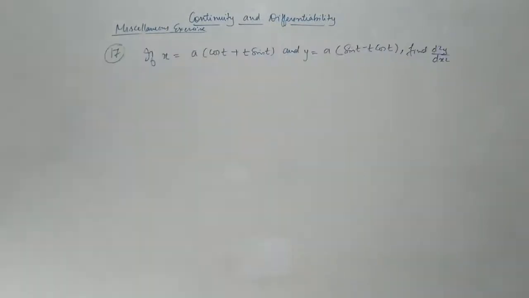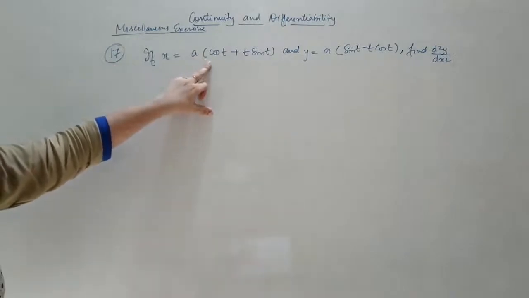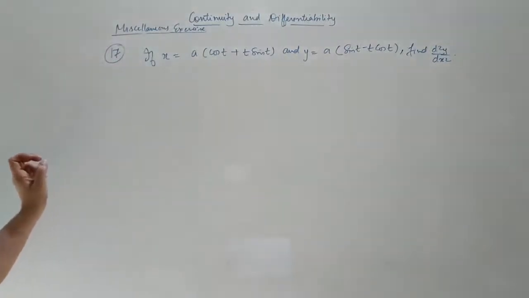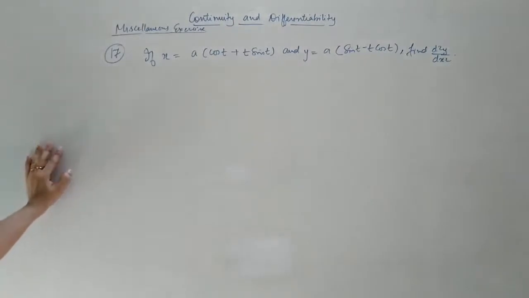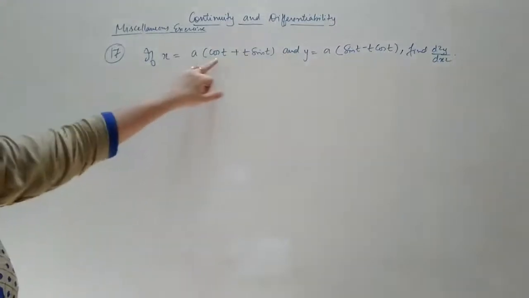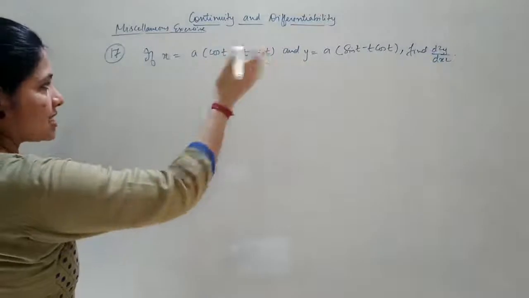Okay. The next question is, if x is equal to a into (cos t plus t sin t) and y is equal to a into (sin t minus t cos t), find d square y by dx square. Now you can see that this is in parametric form, that means the parameter is t. So you have to separately differentiate both x and y with respect to t.